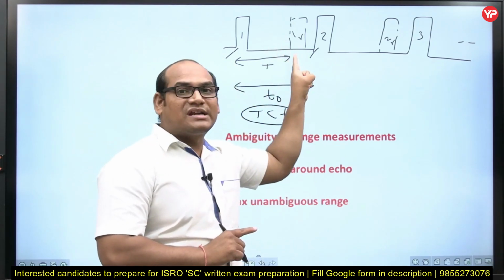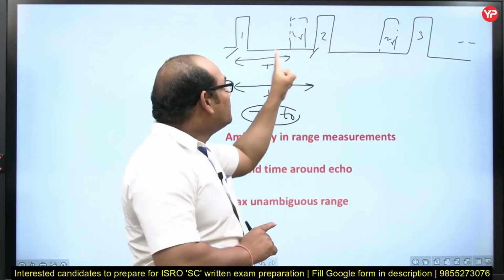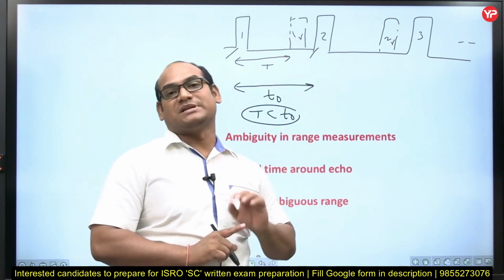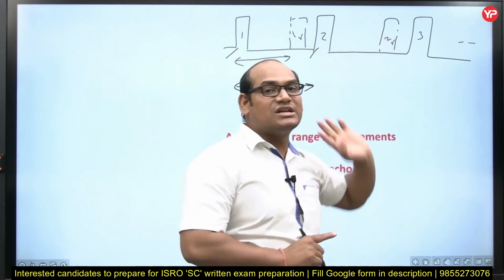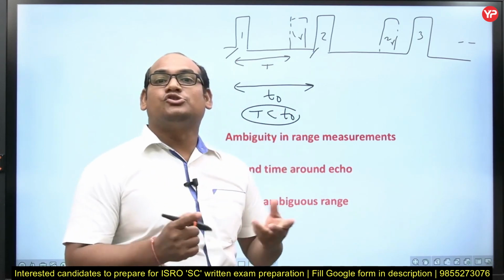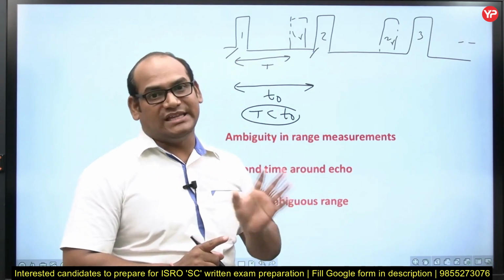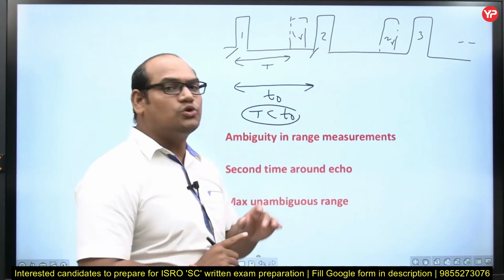This first reflected pulse should reach the radar before the generation of the second pulse. The second reflected pulse should come before the generation of the third pulse. If it is like that, then there is no problem. There is no ambiguity. Like that we can take.